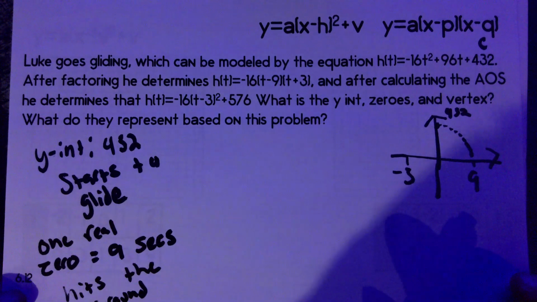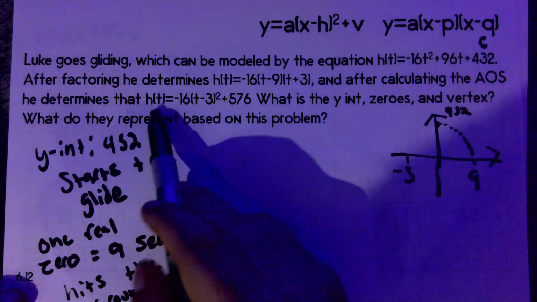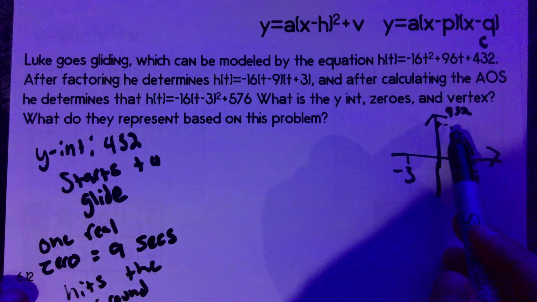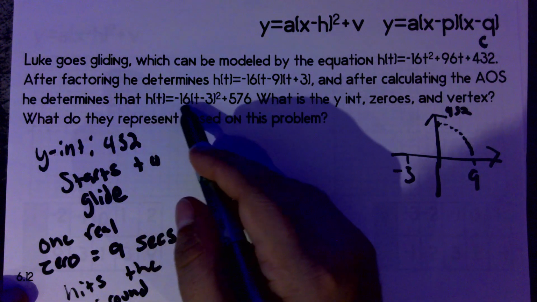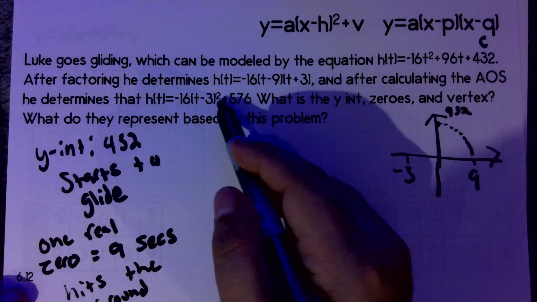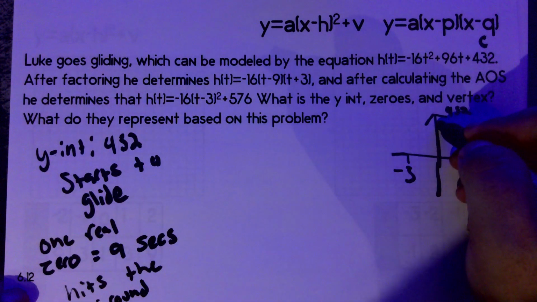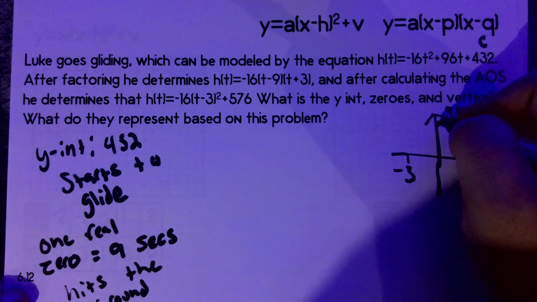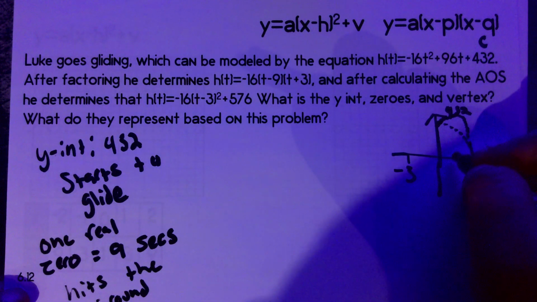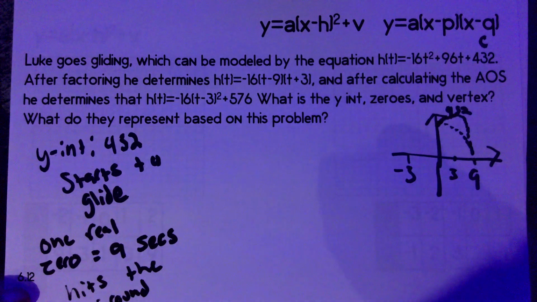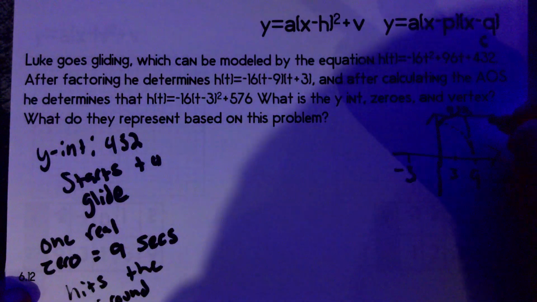All right, so that's what the factored form tells us. It gives us the zeros, and now finally the vertex form will tell us the maximum height that he reaches. So it says negative 16 times t minus 3 squared plus 576. This is saying that in 3 seconds, so we should have made this arc a little bit steeper. He didn't just go straight down. In 3 seconds, he reaches his max height of 576.